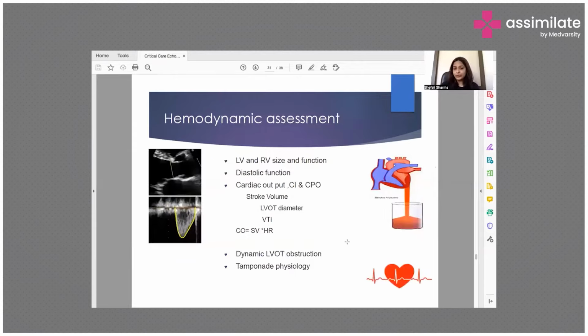Hemodynamic assessment, how would you do it: you see the left ventricle and right ventricle size and function. You see the diastolic function, the cardiac output, the cardiac index, and the CVP. Stroke volume, LVOT diameter. So cardiac output is stroke volume times heart rate. Is there any dynamic LVOT, that is left ventricular outflow tract obstruction, or is there any tamponade physiology? All of these you can see with the echo.